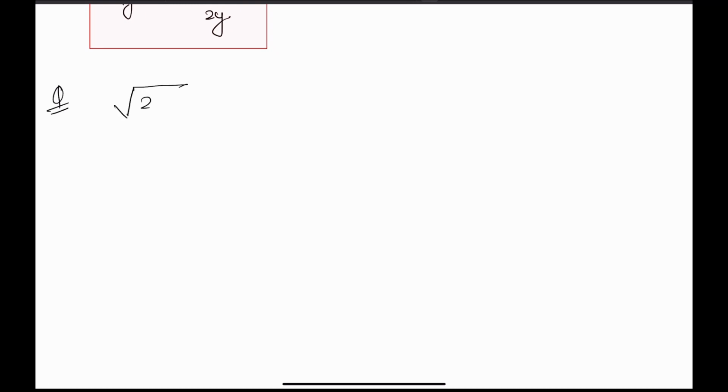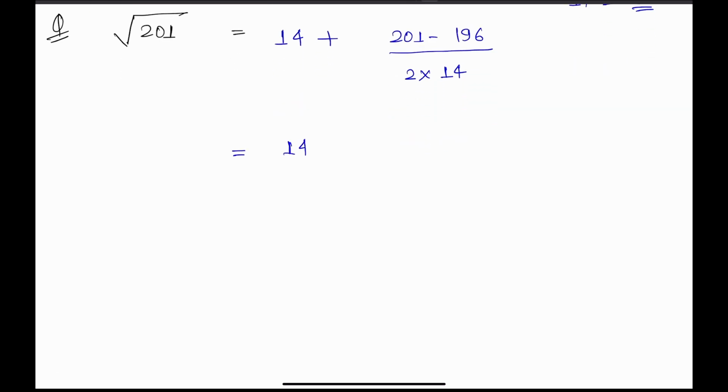So root over 201. How do you approach this type of question, as in the cube root? We have to find the nearest square. The nearest squares are 12 squared, 144; 13 squared, 169; 14 squared, 196. Since 14 square is 196, it will be 14 plus (201 minus 196) divided by 2 into 14. If we calculate, 14 plus 5 upon 28.